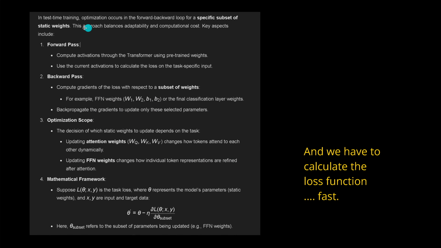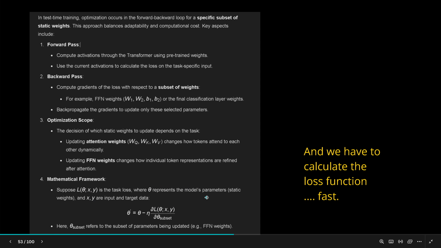And as I showed you here, in the test time training, optimization occurs in the forward and backward loop for a specific subset of the static weights that you choose. And it balances the adaptability, the computational cost and the generalizability, the forward pass, the backward pass, to compute the gradients with a specific loss function. And this all has to happen, let's say, within less than 2 minutes. So you see, with TTT you have to be really fast in your calculation. But you see, even if you calculate a new loss function, it's rather simple. Have a look at this formula. Great.